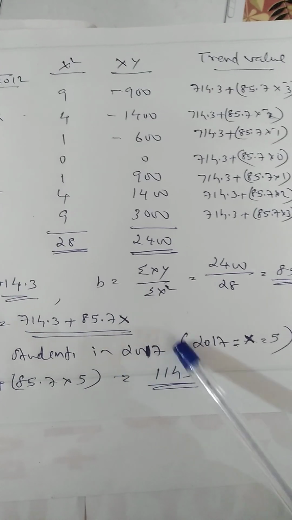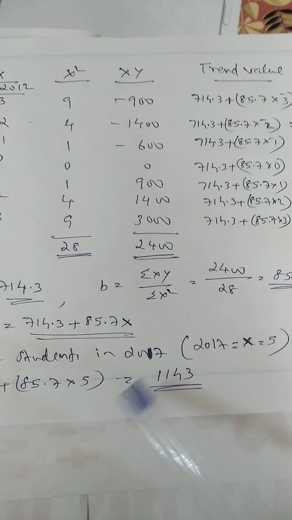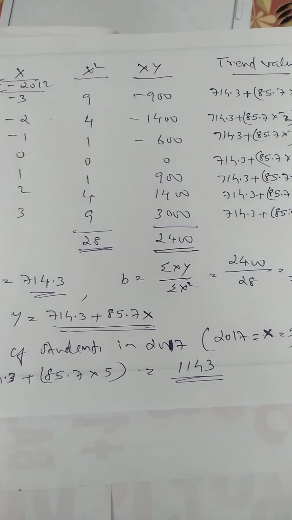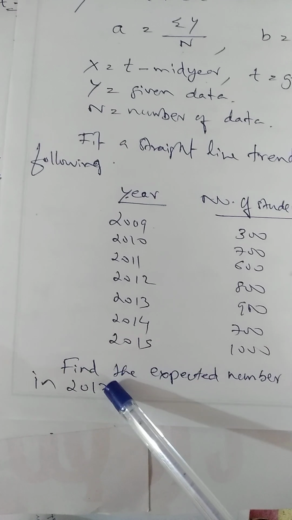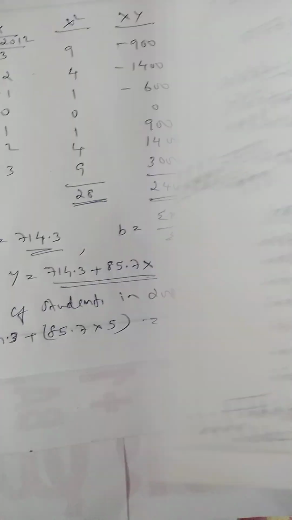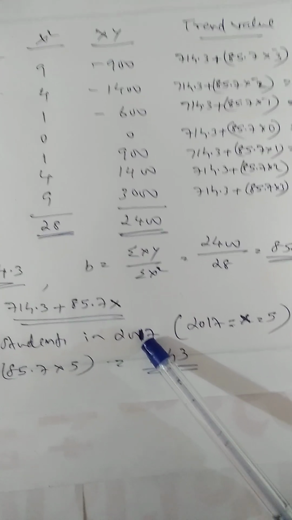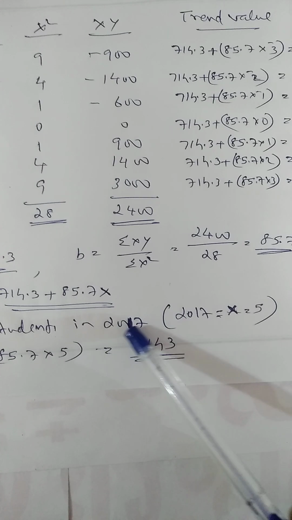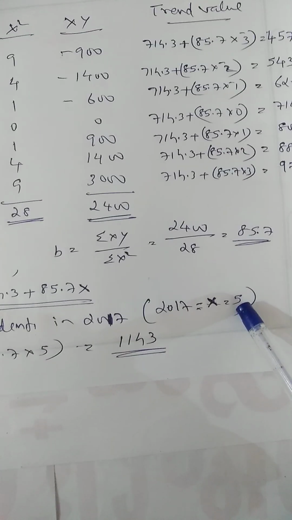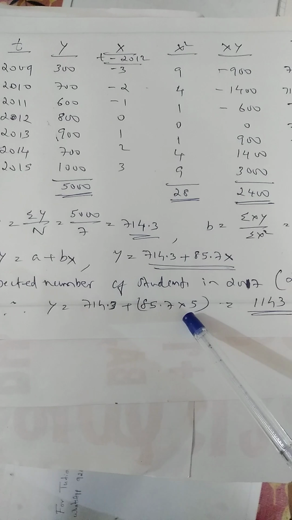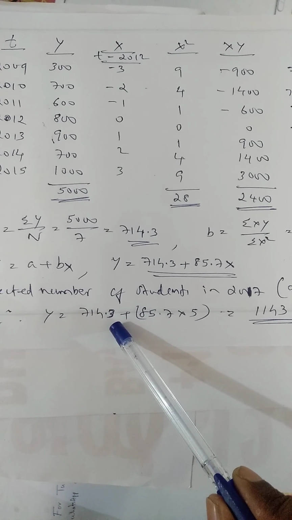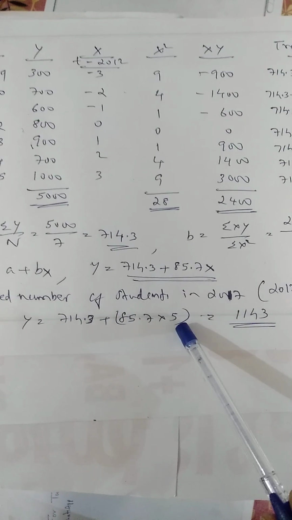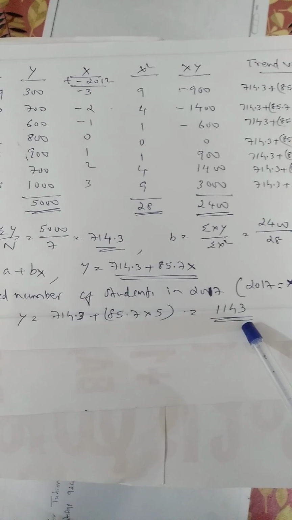From this 2017, we deduct the mid-year. 2017 data is asked in the question, isn't it? We have to deduct the mid-year from 2017. Which is the mid-year? Mid-year is 2012. You remember? This 2012 mid-year is to be deducted from this 2017. You get 5. Then just apply the value in this equation. Means 714.3 plus 85.7 into 5 is equal to 1143.